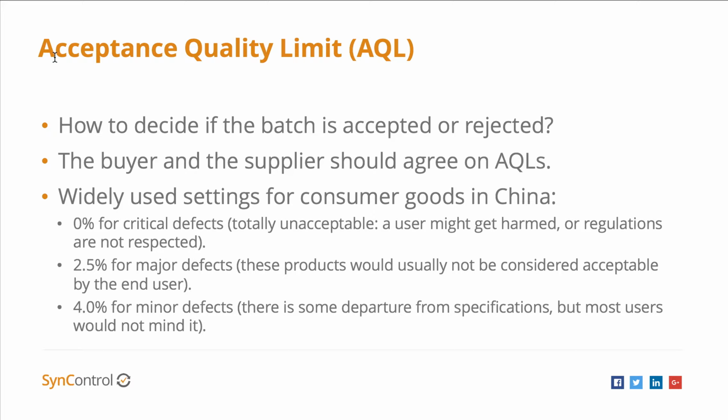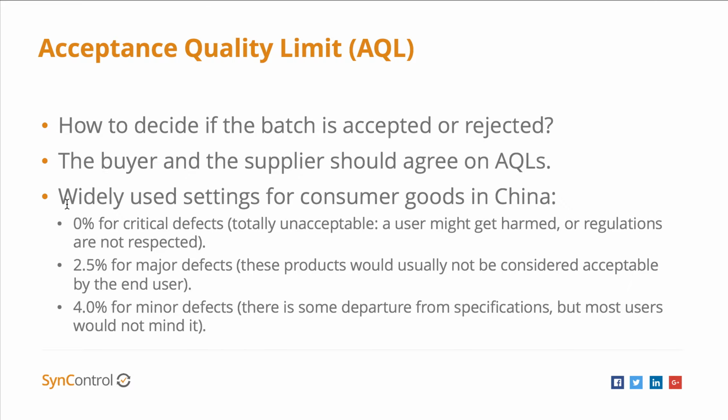The central concept that a lot of people in the trade have heard of is the AQL, Acceptance Quality Limit. And most people don't actually really understand what it means and how to use it. And that's what I'm going to focus on in this video. First, the buyer and the supplier, both sides should agree on the AQL limits. What should the limit be on the number of defects for each batch?